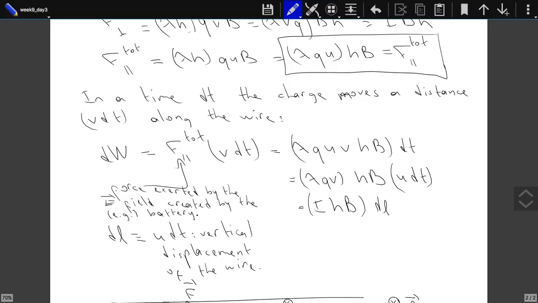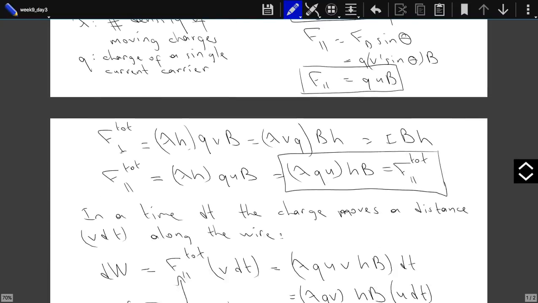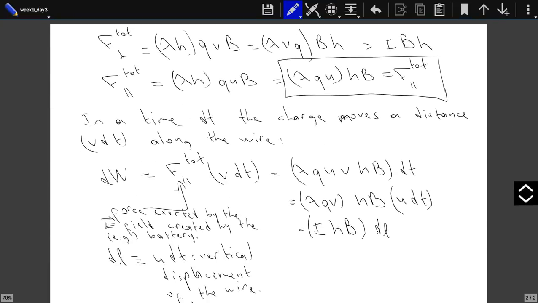Okay, the force that the battery should exert is related to the magnetic field. Because if there is no magnetic field, there is no horizontal force. So that's why the B appears also here. But this is not the force the magnetic field is acting with. It is the force that the battery is exerting, which is related to the magnetic field.